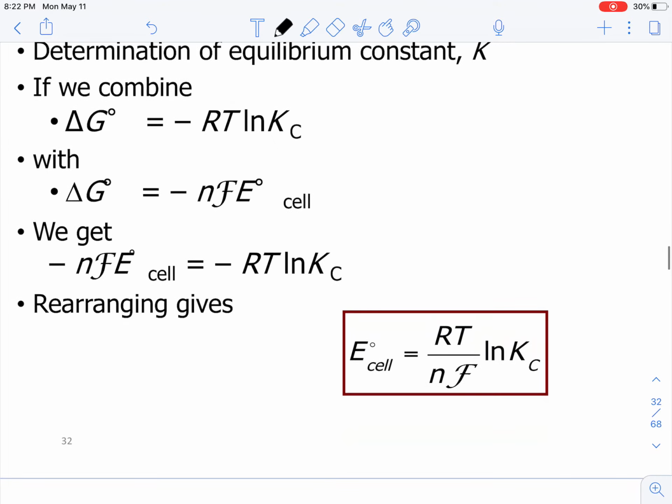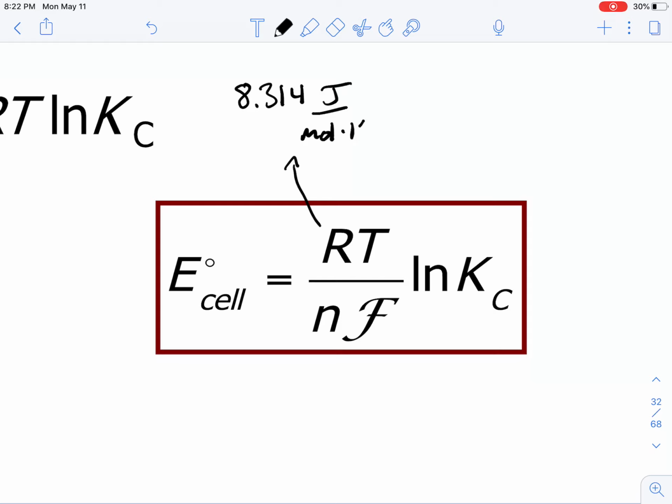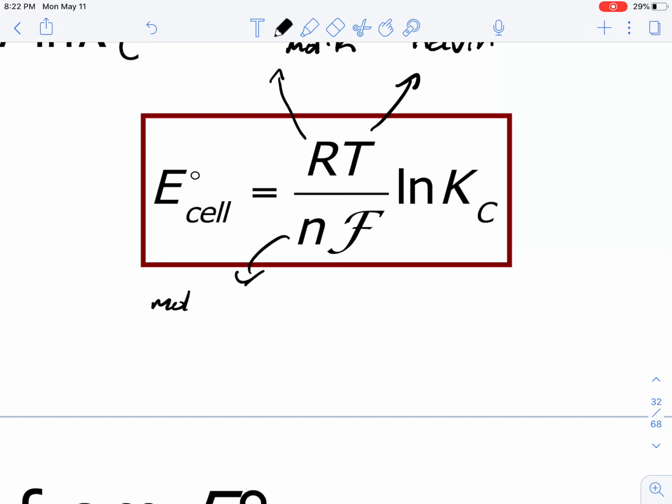All right, so we're going to go ahead and just identify the parts here. R is the same gas constant that we've been using to express things in energy units. So the value is going to be 8.314, and this is going to be joules per mole times Kelvin. This temperature is going to be in Kelvin units. N is moles of electron transferred.